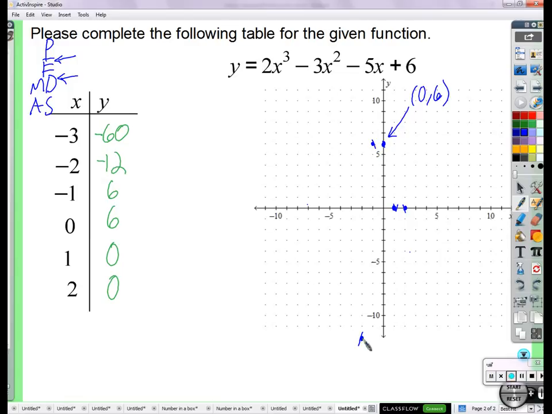This point is here at -2, -12. And this point is at -1, 6. Okay. This -12 is what you get when you plug in -2. This is what you get when you plug in -1. -2, -1. Could I plug in numbers between -2 and -1?